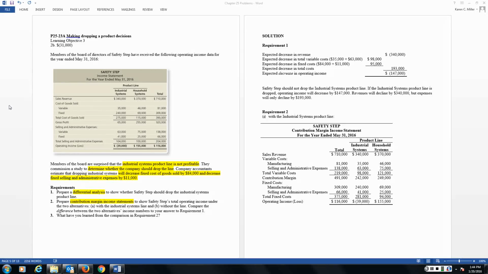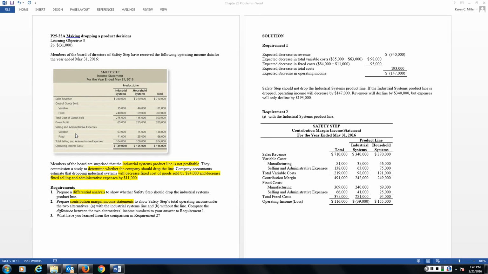Problem 23A at the end of your chapter gives us an illustration of the information that we need to analyze when we're trying to decide whether to discontinue or drop an unprofitable segment. So we have the financial information for Safety Step for the year ended May 31st, 2016. If you'll notice, we see their income statement in a financial format: sales less cost of goods sold to calculate gross profit, less selling and administrative expenses to come to operating income.